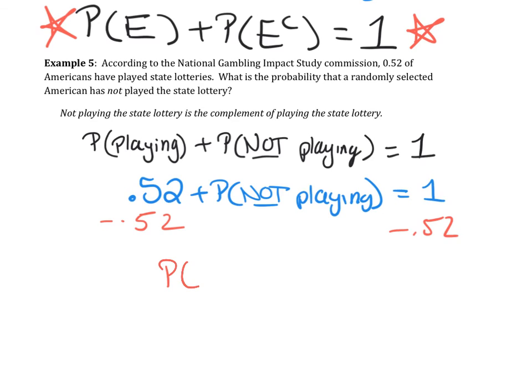So that means the probability of not playing the lottery would equal 0.48. Okay, so when you're doing problems, you don't have to write out all of that work. You can just go right to the subtraction, and that's fine. This is just so you can see why that works.